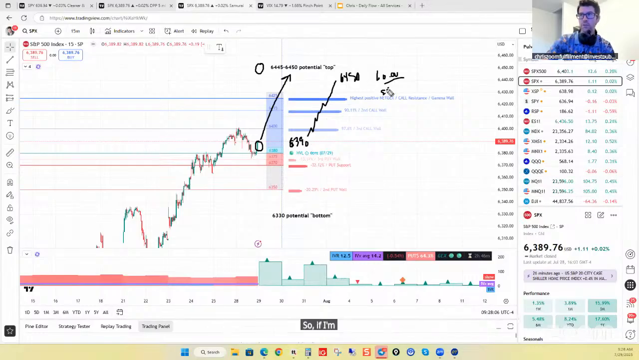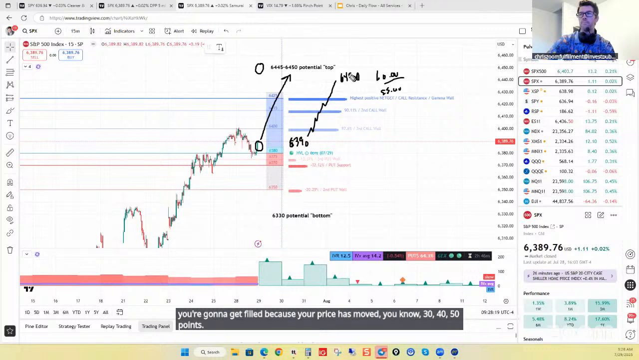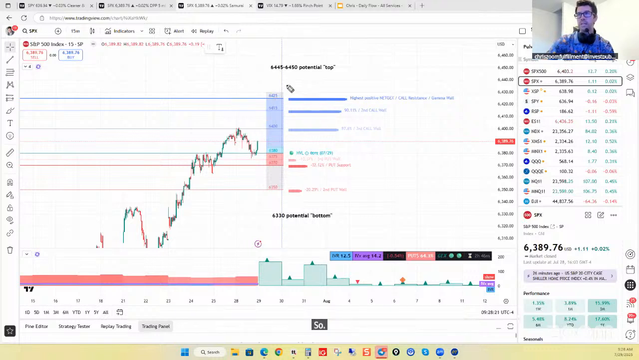So if I'm getting filled for $55, I'm taking on that little risk. But that's how it gets filled. So you're not going to get filled just luckily. You're going to get filled because your price has moved 30, 40, 50 points. So the only way I'm going to take that trade is because I am confident that we're not going too much higher than this, right?